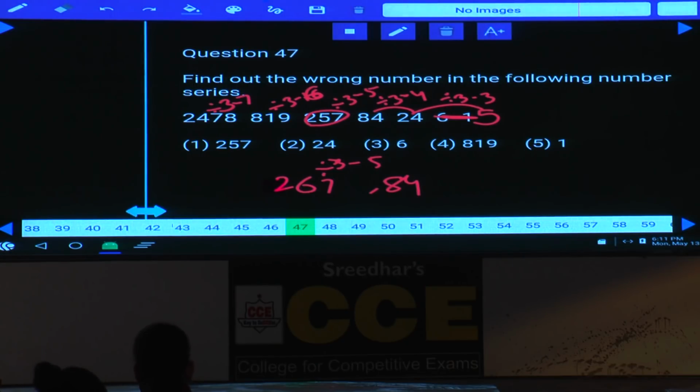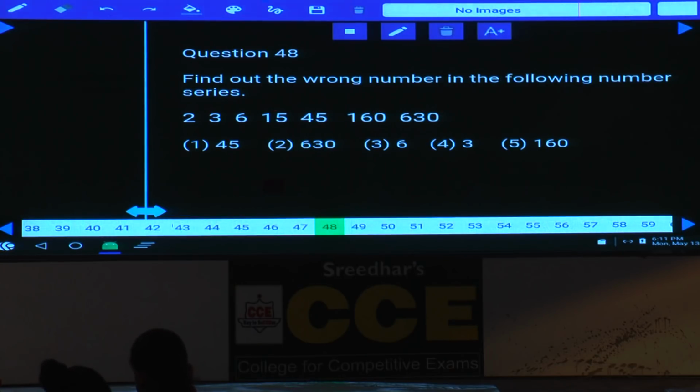Then question number 48. Now in this 48, the numbers are 2, 3, 6, 15, isn't it? Now 2, 3, 6, 15 can be written as 2 and 3. 2 and 3 can be written as 2 into 1.5, which is 3. And 3 into 2 is 6. Next one, 6 into 2.5 is 15. And the next one into 3, and the next one into 3.5.